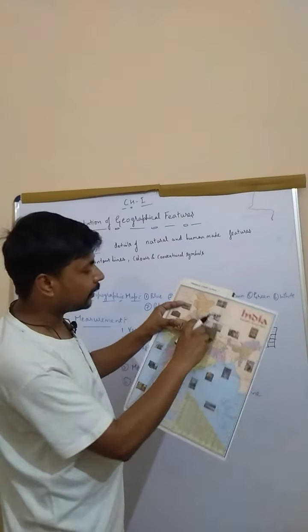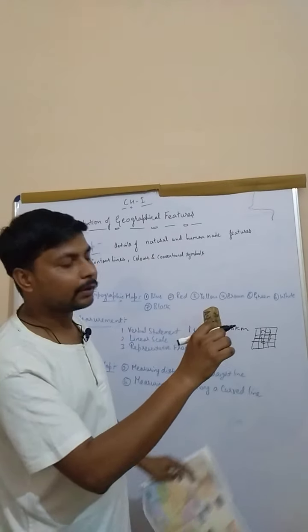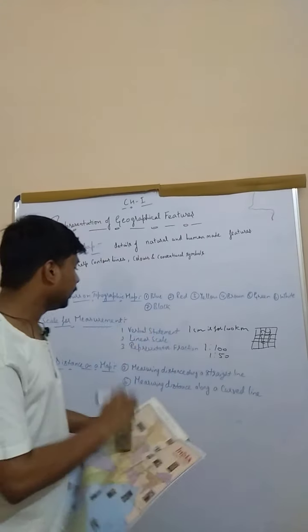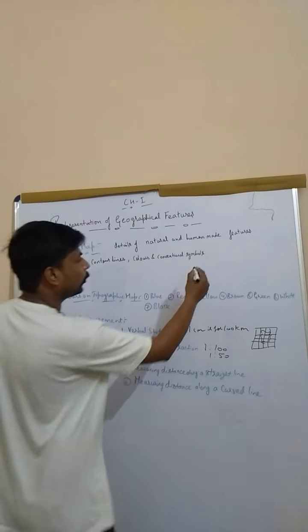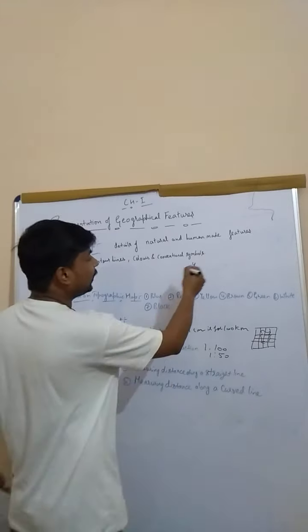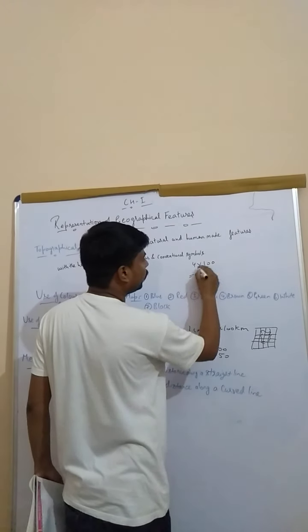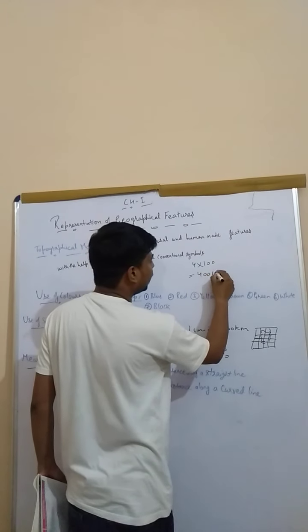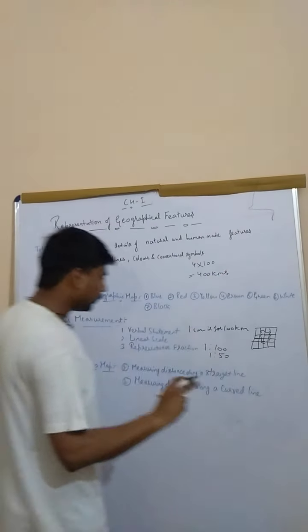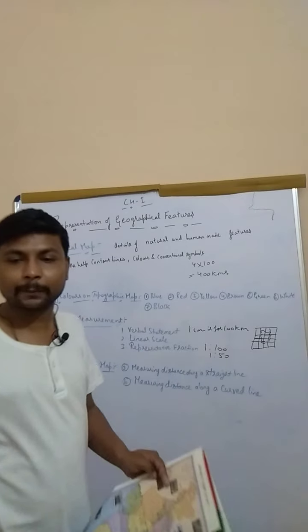You take a pencil and mark the difference here, right? And then you get the centimeters. Suppose my distance here is 4 centimeters, and my scale shows 100 kilometers. It means the distance between those two places is 4 into 100, that is 400 kilometers, right? That is how you can measure the distance between two places on a straight line.